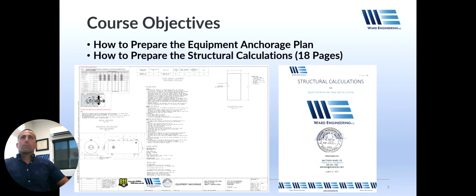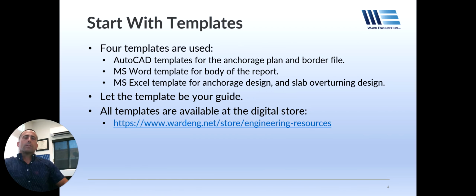Really, I have 2 objectives here for the course. Number 1 is to teach you how to prepare the equipment anchorage plan, which is going to be 1 sheet and look something like this. And then objective 2 is to teach you how to do the structural calculations, which will end up being about 18 pages.